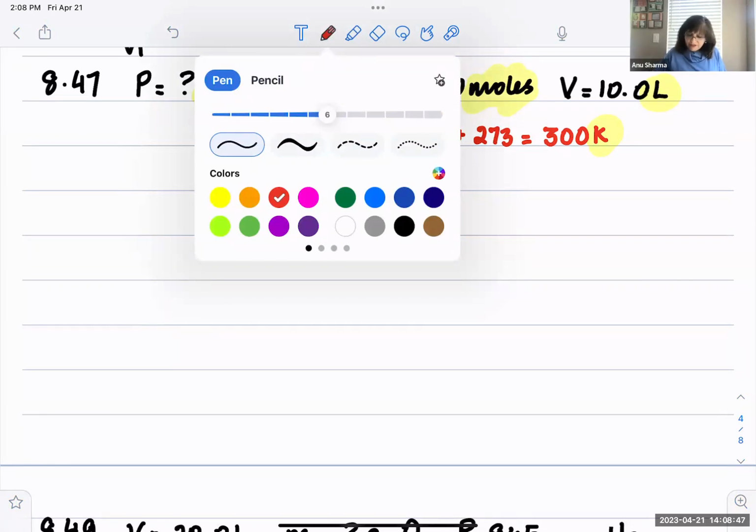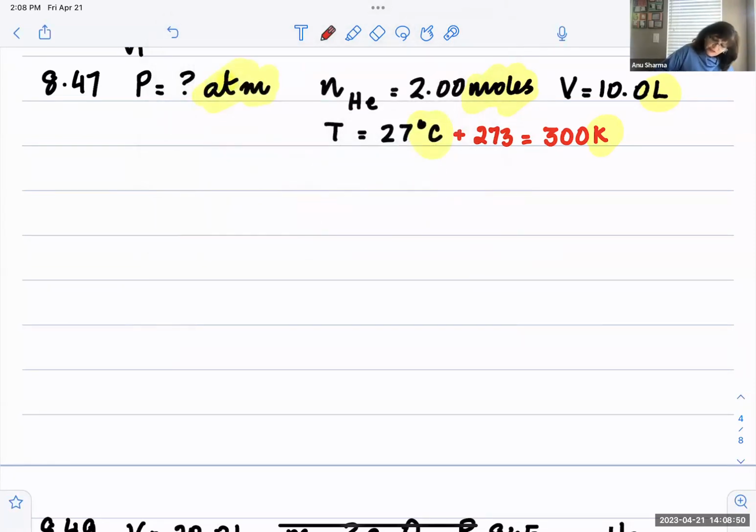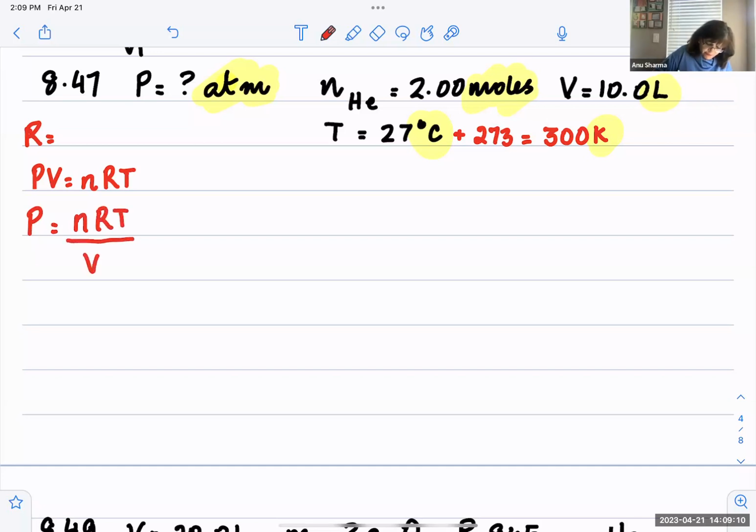So here we are given this, and we need to find the pressure. We know the volume, temperature, and the number of moles. Something else we know is the value of R. Now, this is the formula, PV is equal to nRT, so P is equal to nRT over V. The value of R is known: 0.08206 liters atmosphere per mole K.